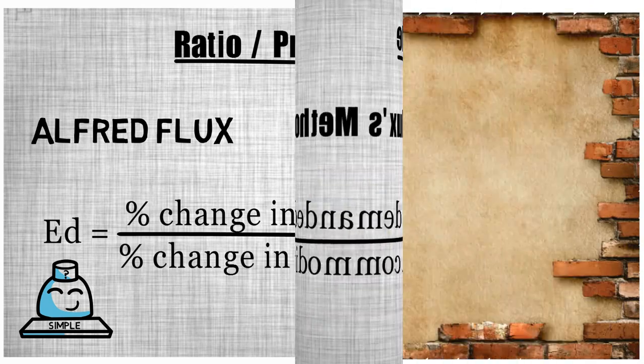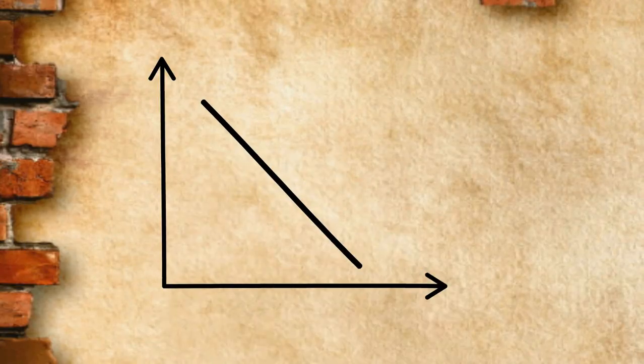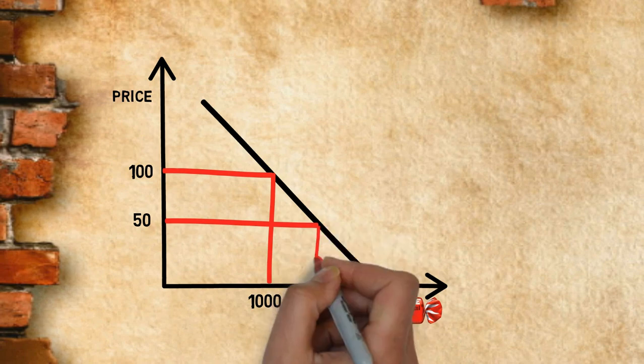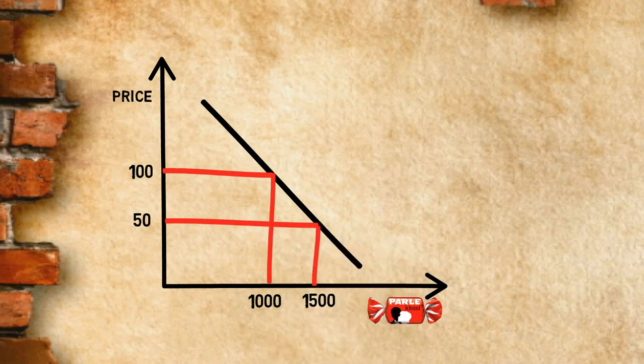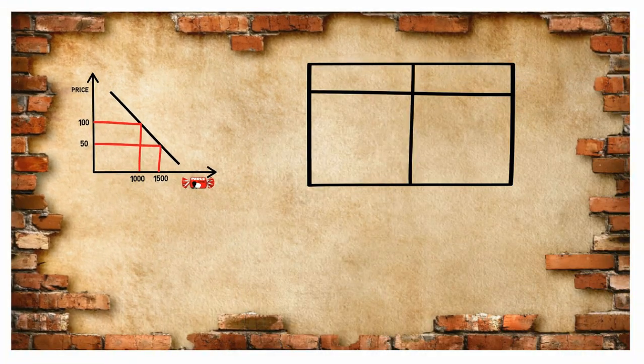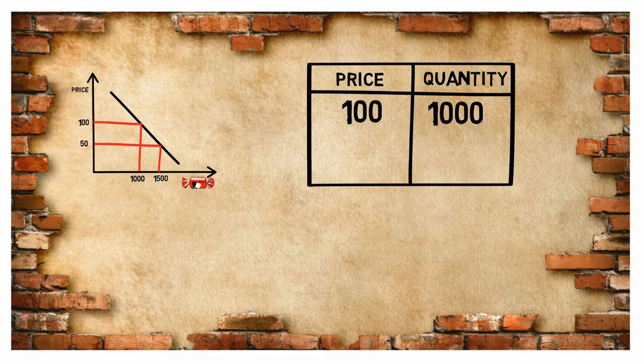To understand this, look at the downward sloping demand curve where the quantity demanded of chocolates are plotted on the x-axis and prices on the y-axis. Say, price of the chocolate is Rs 100 and at that price you demand 1000 chocolates. However, later, price of the chocolate falls to 50, hence you demand more of it, say 1500 chocolates. Let's write this in a tabular form.